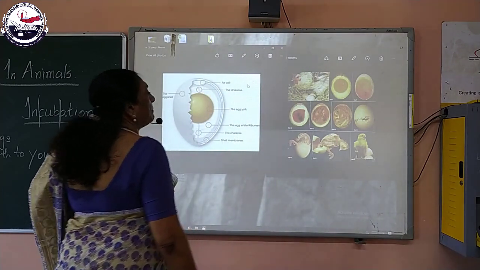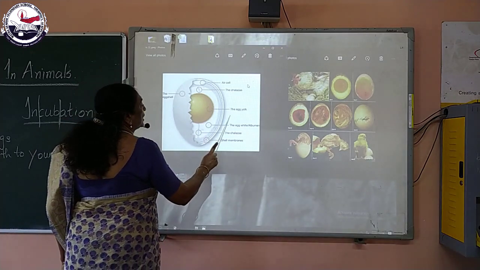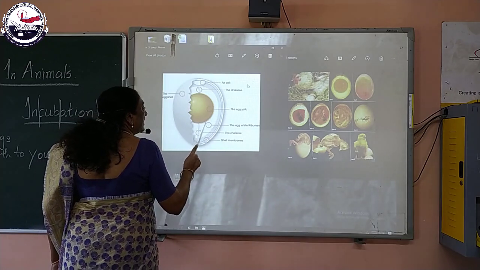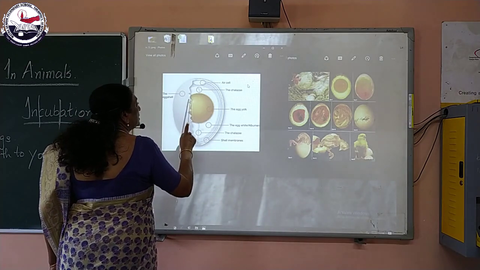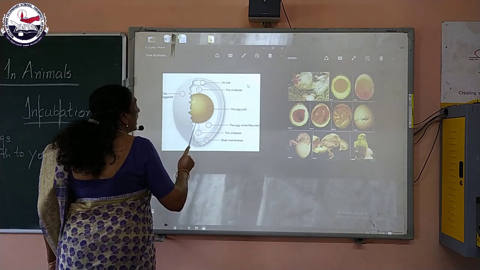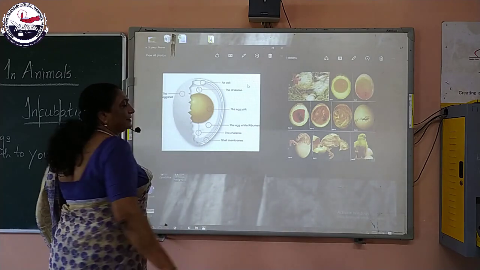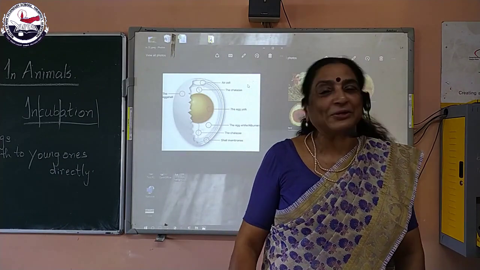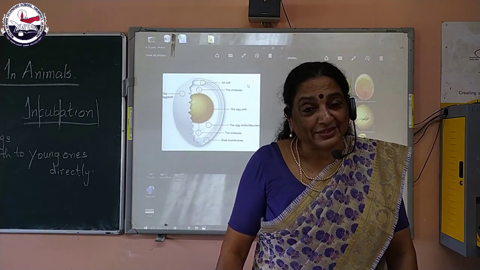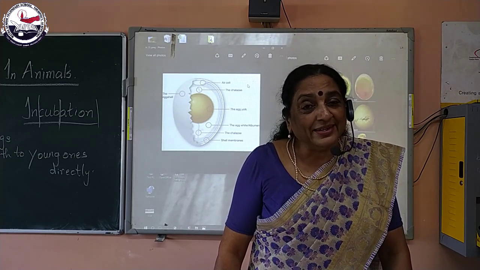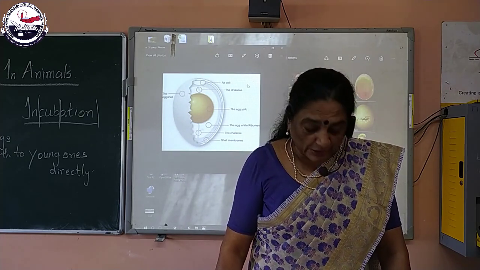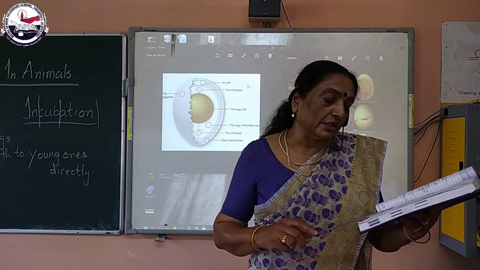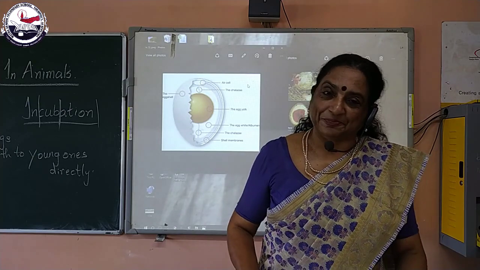Now, it is rich in proteins. The albumin is rich in proteins. Within the albumin, you can see the yellowish part lying in the middle of the egg. What is that yellowish part called? Yolk. Within the albumin lies the yellowish part called the yolk.